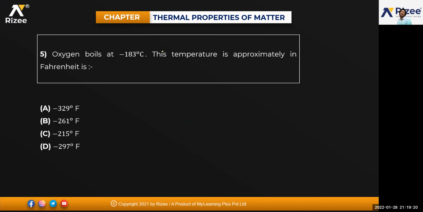Oxygen boils at minus 183 degrees centigrade. This temperature is approximately how much in Fahrenheit? You should tell me the answer for this one. How many of you can give the answer first?